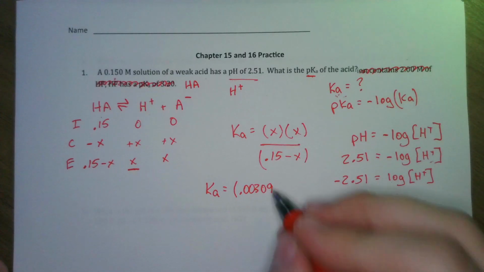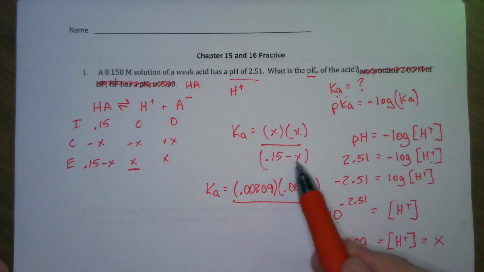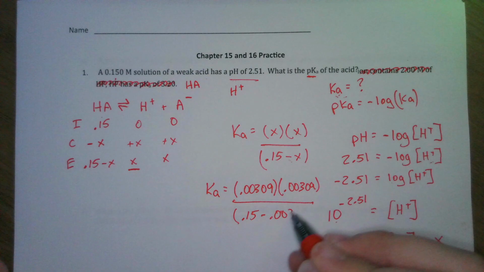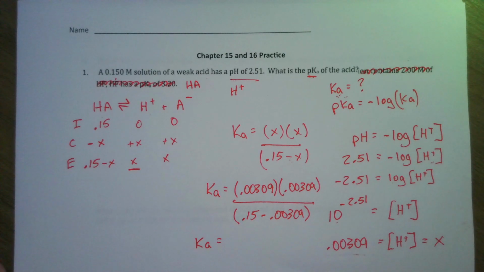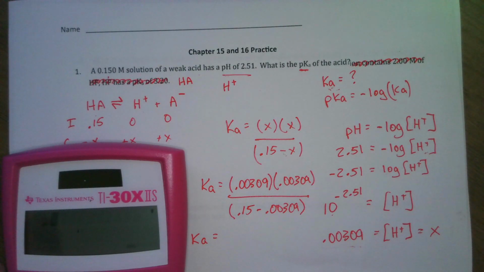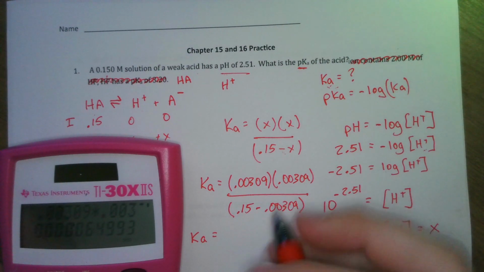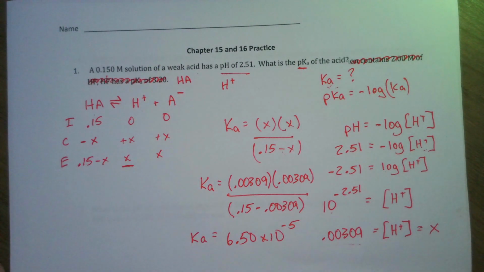So 0.00309, 0.00309. Now this part, we usually get rid of the minus x, which you totally can, but since we have the actual number, technically it's slightly more accurate to do this, but either way it'll be fine. All right, so I'm going to plug in everything I know. Take 0.00309 times 0.00309, divide by 0.15 minus 0.00309, and I get 6.5 times 10 to the negative 5 as my Ka.